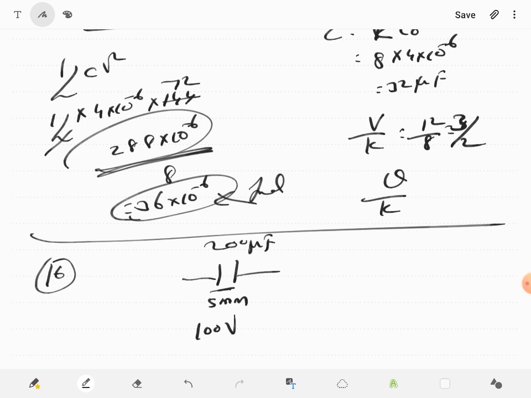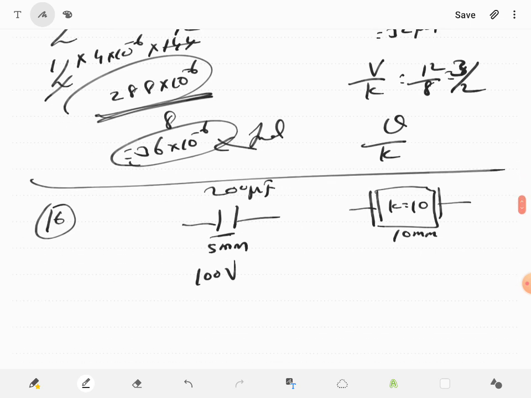Using an insulated handle, we are just doubling the distance between them, which means you're moving it to 10 millimeter. Distance d is getting increased, and a dielectric constant K equal to 10 is introduced completely between the plates. Explain the reason how the capacitance, electric field between the plates, and energy density of the capacitor will change.